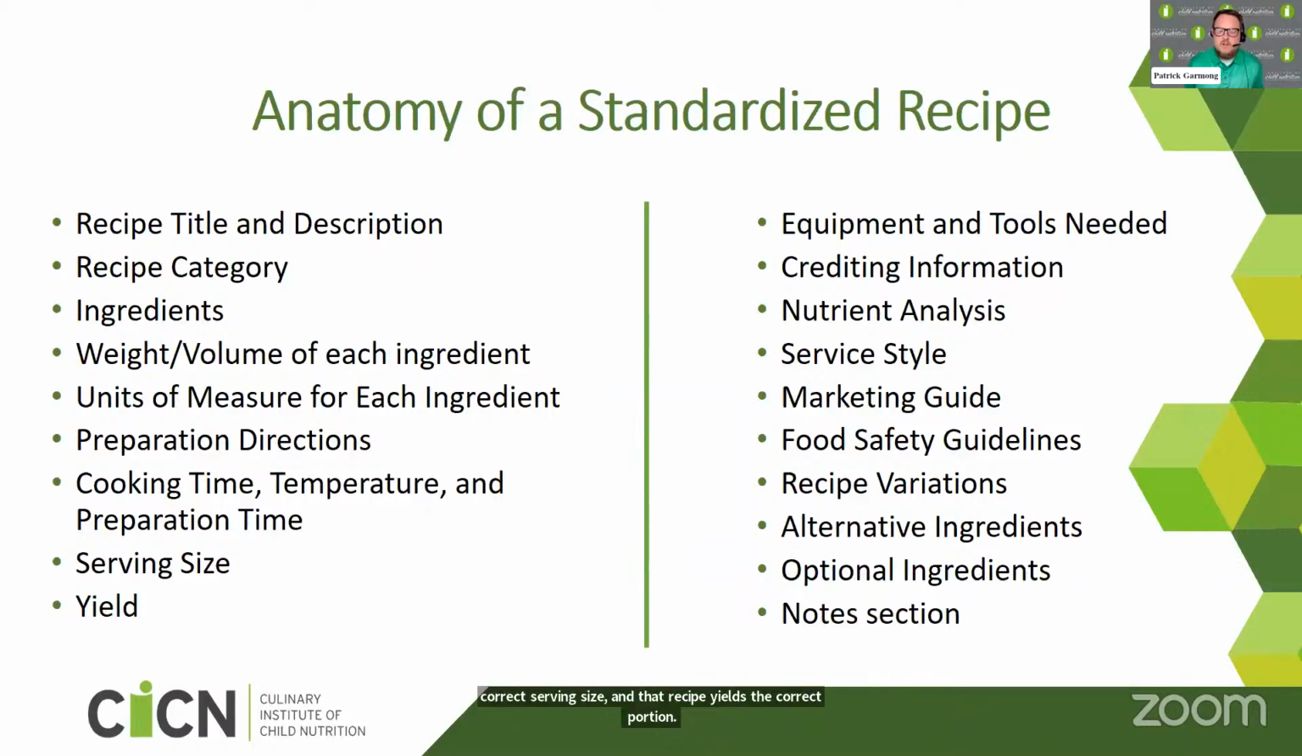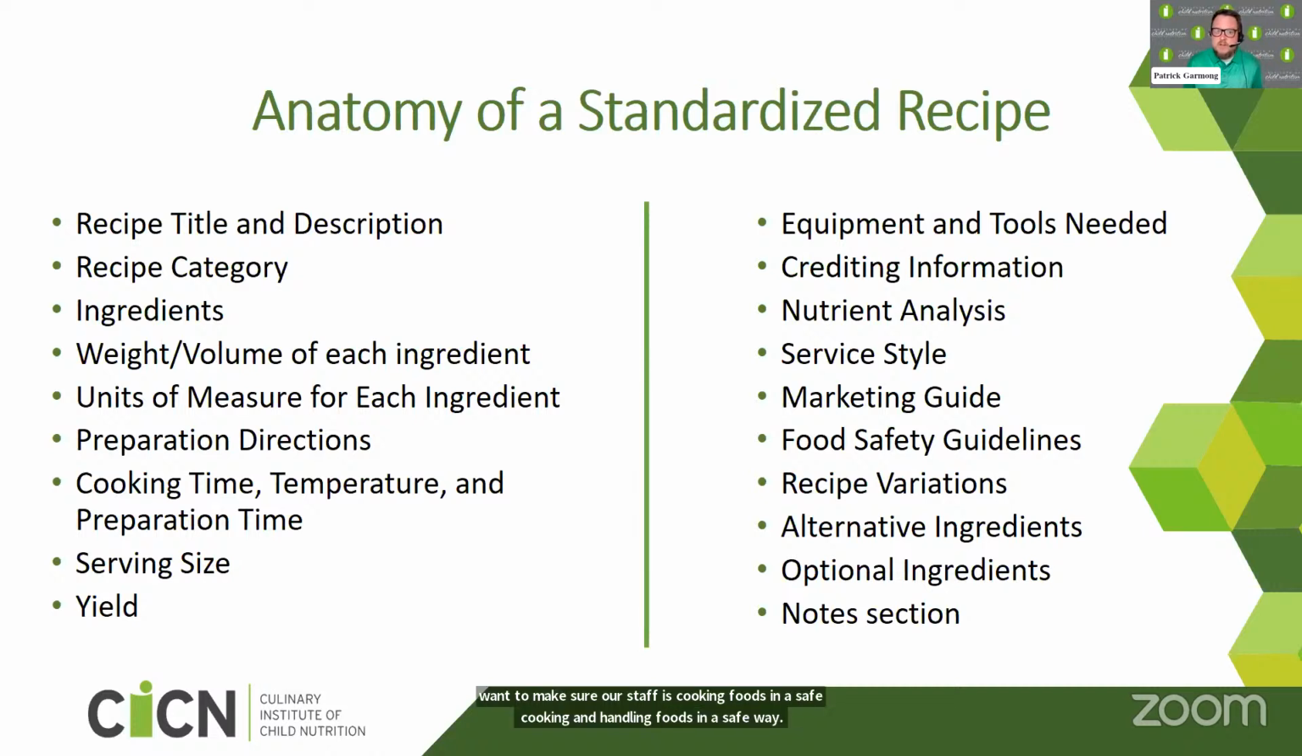Additional information on there will include our crediting information, nutrient analysis, service style. So it might be that this recipe could be served in a variety of ways. Perhaps it's served on your traditional cafeteria line, but maybe it can also be served out of a kiosk or a food truck. So we want to include information on there. Marketing guide allows you to understand how much quantities of raw, unprocessed ingredients to purchase to make that recipe. We also make sure that we include our food safety guidelines. We want to make sure our staff is cooking and handling foods in a safe way.